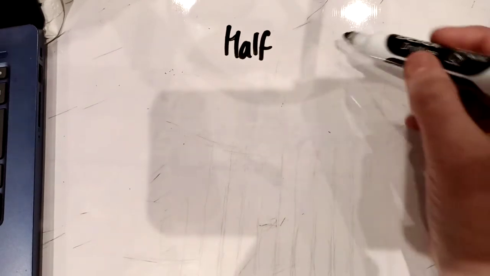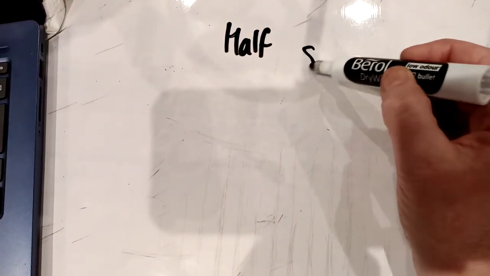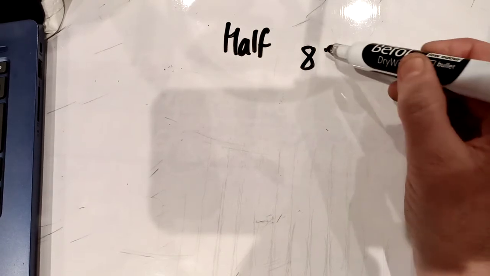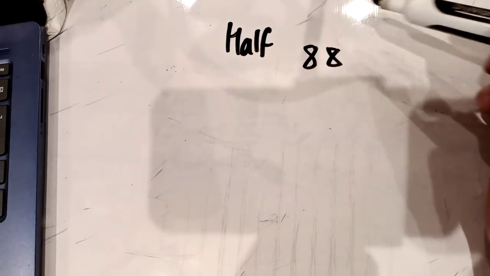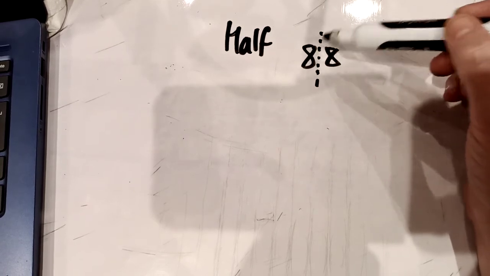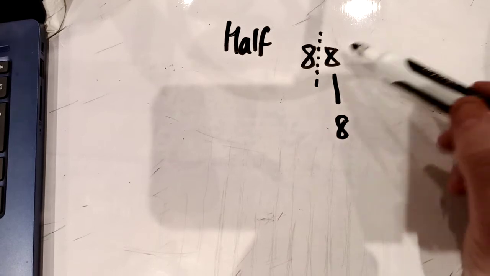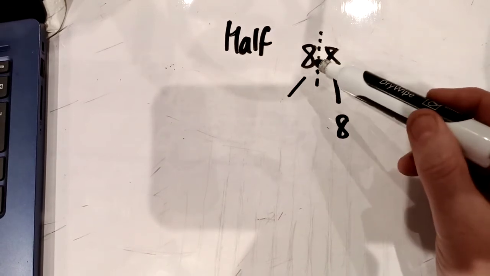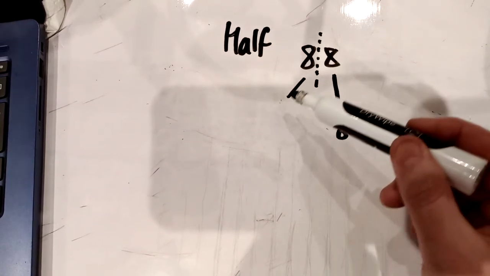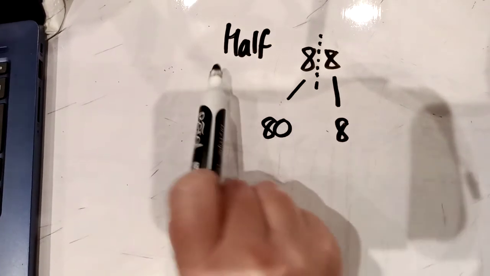Right, let's do one more. Let's go for half of 88. So the first step is to, what's that called? Partition it. This is an 8 because it's 8 ones. That is, it looks like an 8, but it's not. It's 80, well done.